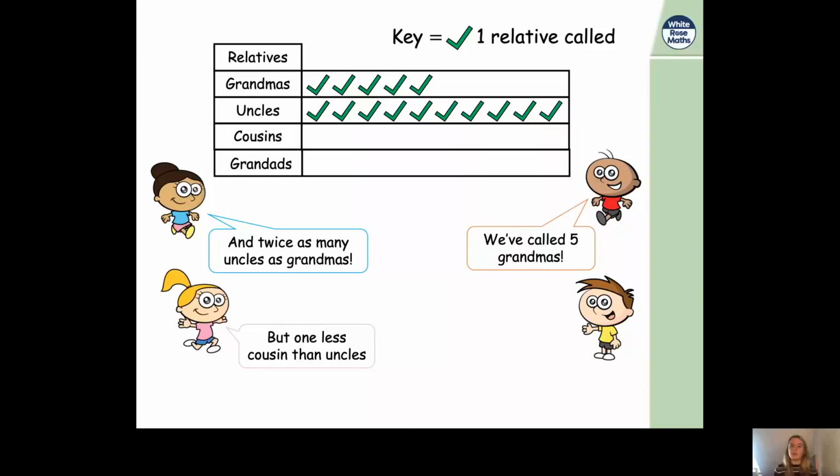Okay, so we need the cousins. Now 1 tick is going to represent 1 cousin. So can you shout to me, how many ticks are we going to need for 9 cousins? Yes, we're going to need 9, aren't we? So let's add them together.